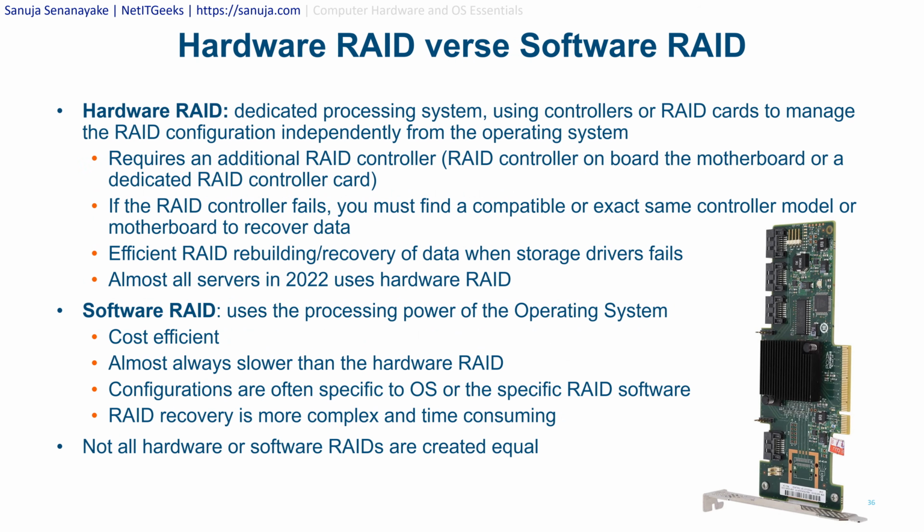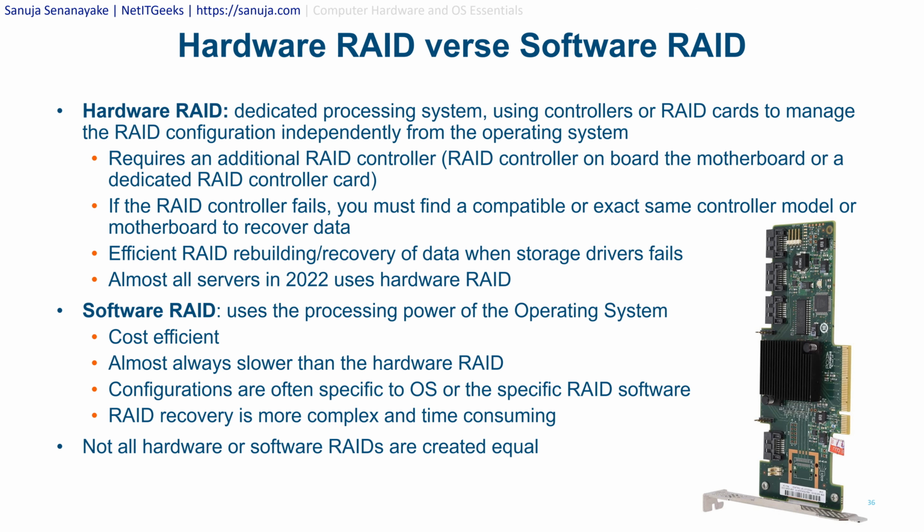So let's look at the difference between hardware RAID and software RAID. Hardware RAID is a dedicated processing system using controllers or RAID cards to manage the RAID configuration independently from the operating system. So that is basically what hardware RAID is. You have a hardware component that has a dedicated processing system using controllers or RAID cards to manage the RAID configuration independently of your operating system.